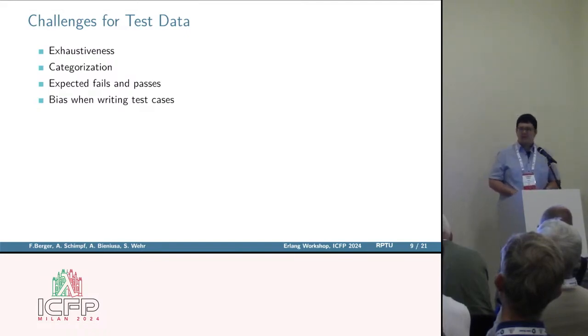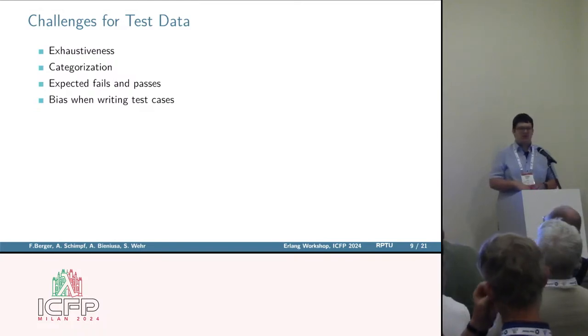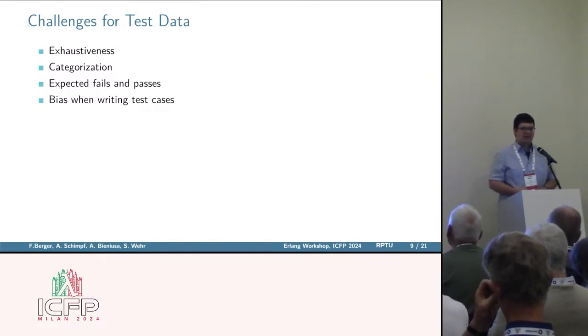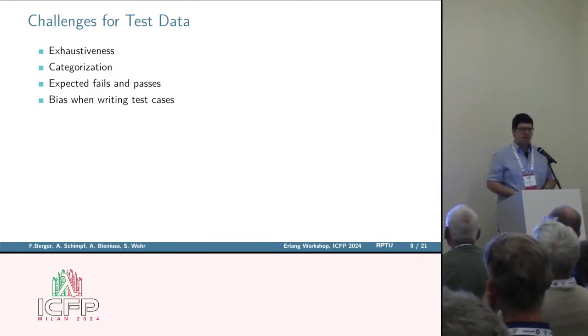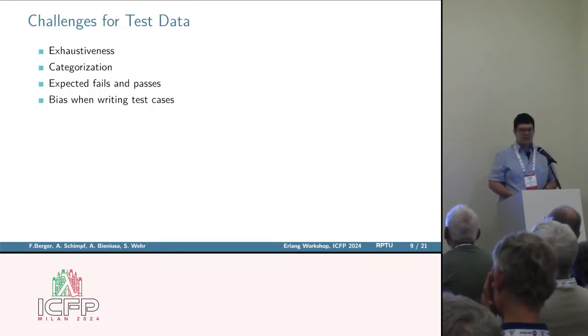Then there's also the aspect of categorization. How do we decide, is a test something that should succeed or should it fail? Because we somehow need to identify cases that are correct and some that are not. So figuring that out is also an important and sometimes complicated step, depending on the complexity of test cases.